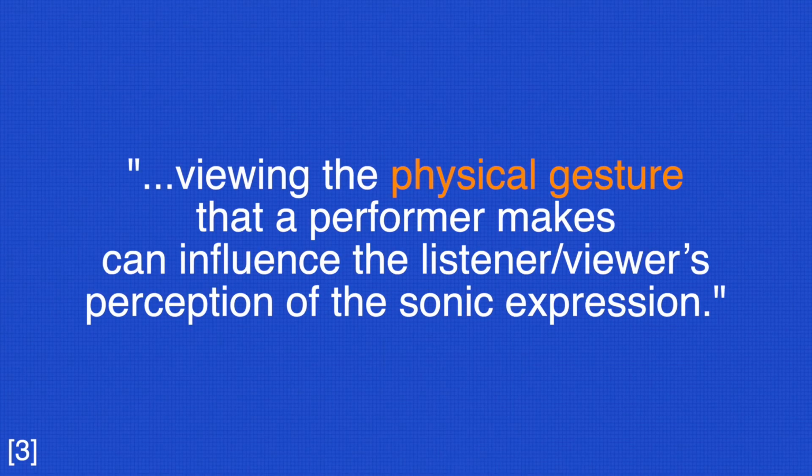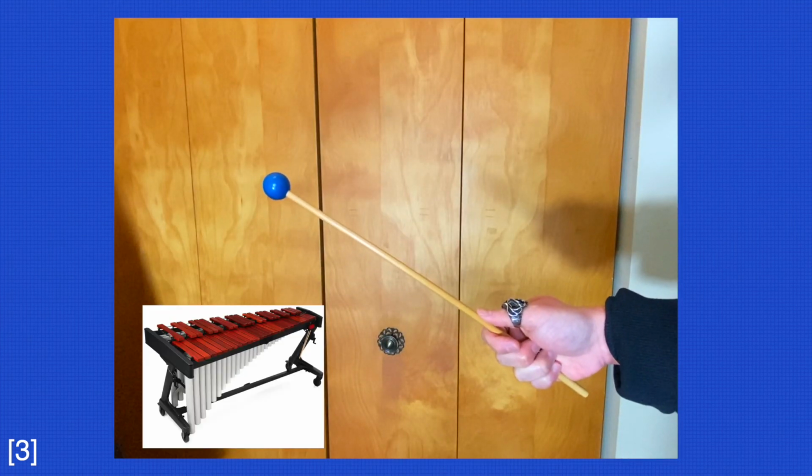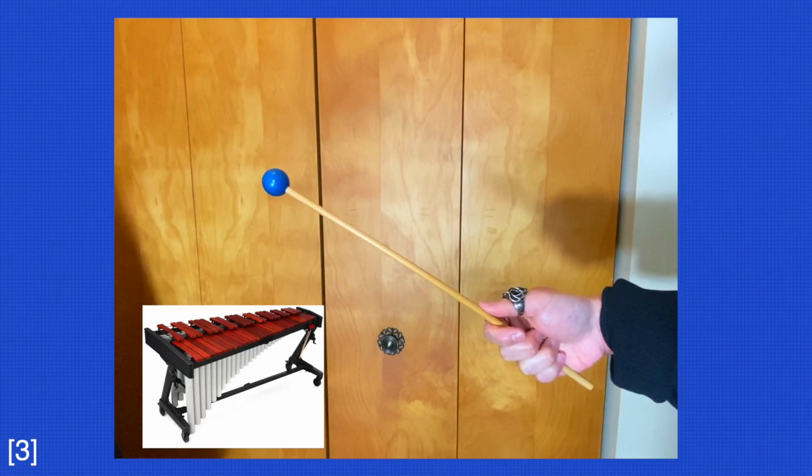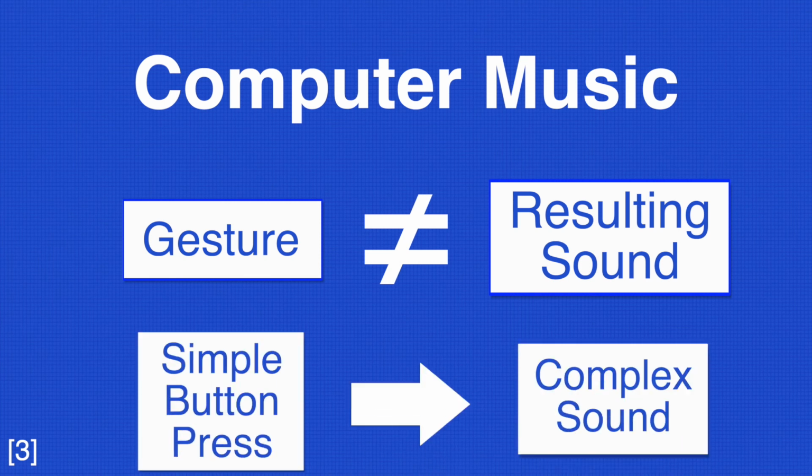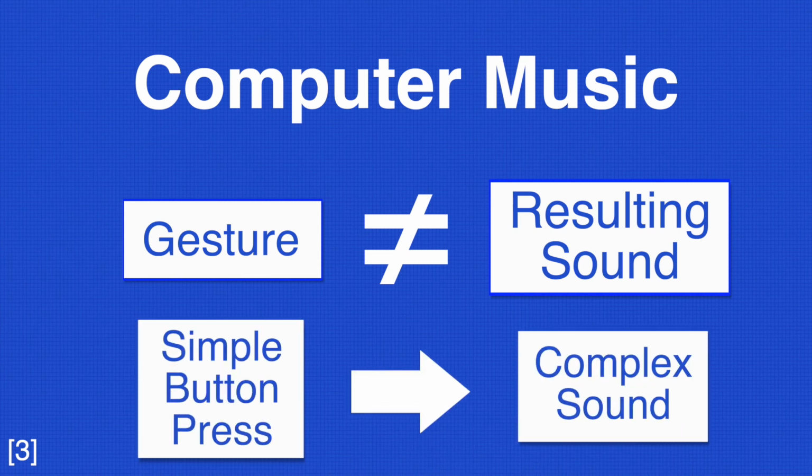Physical gesture can also affect the listener's perception of the musical expression. We expect the gesture to match the resulting sound. So if a marimba is struck by a mallet hard, then we expect it to sound loud and bright. In contrast, computer music can disconnect this gesture-to-sound relationship. An extreme example is a simple press of a button, resulting in a complex sound.